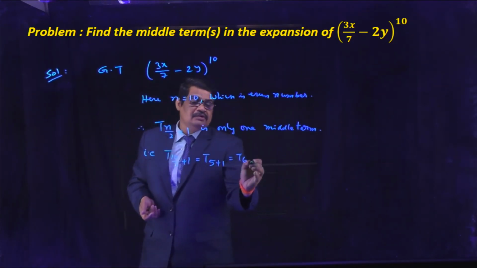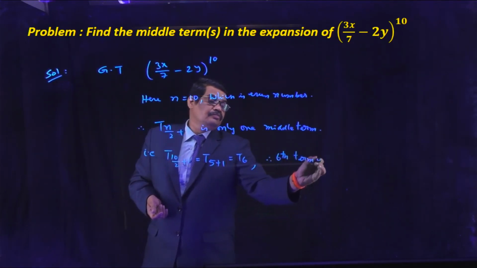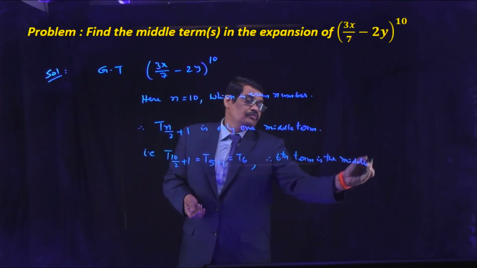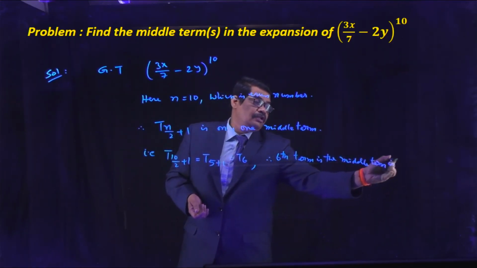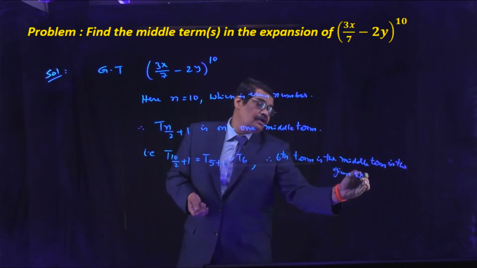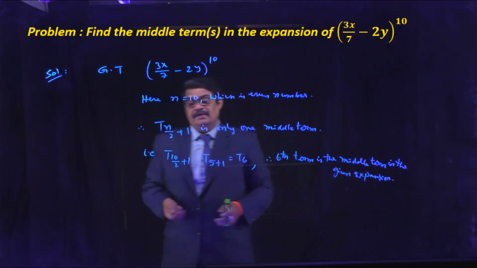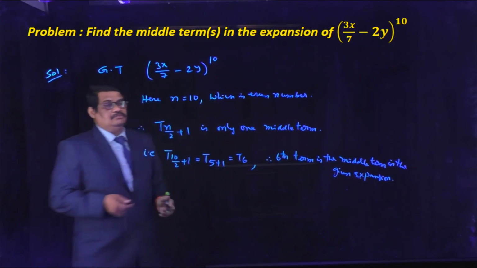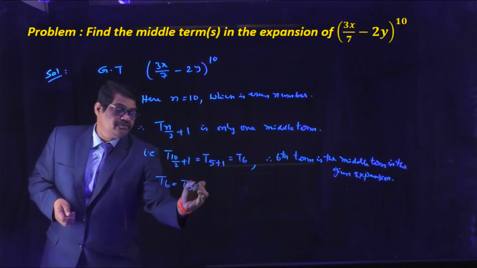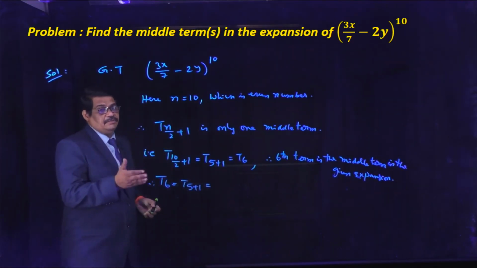Therefore, the sixth term is the middle term in the given expansion. Okay, so we are writing that term. First, T6 is T(5+1). We are writing the term also.